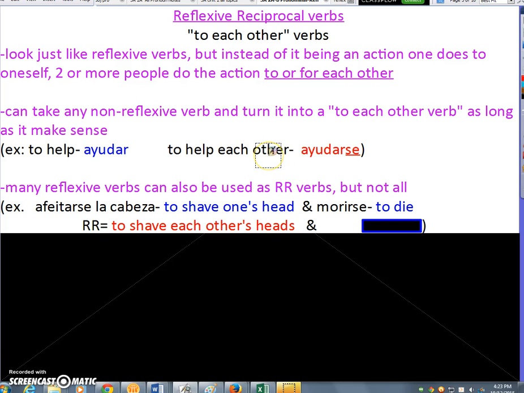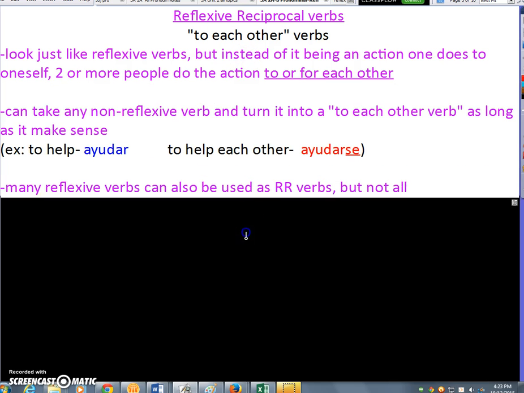I imagine it would probably be a little bit difficult to shave your own head, even though Britney Spears did it, so it might be easier if 2 people did it to each other. But if I want to take morirse and see if it works as a reflexive reciprocal verb, what would that mean? To die each other? That one doesn't really make sense. So, as long as things make sense, you can do this. Some other things we need to know.